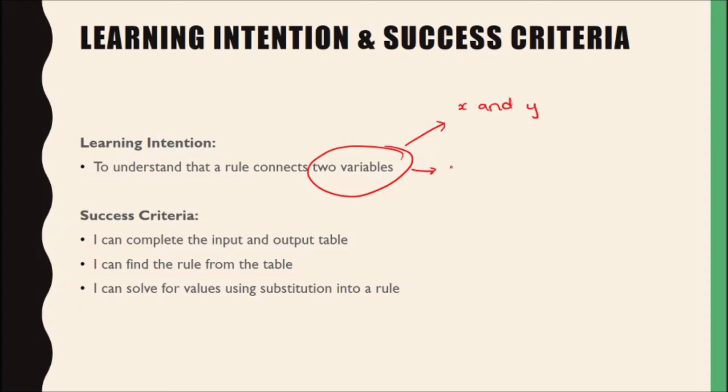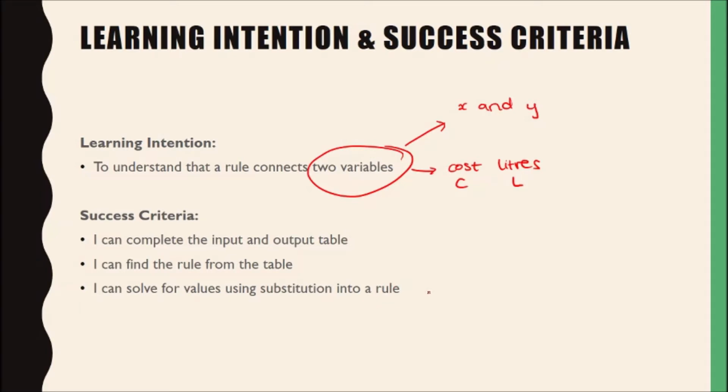You could do cost per liter if we were looking at petrol, which could easily be identified as C and L. It just really depends on the question. Today's success criteria, which you should be writing down: I can complete the input and output table, which is what we will be primarily focused on in this video. You need to be able to find the rule from the table, which will be given to you using input and output values. And you need to be able to solve for values using substitution into a rule.